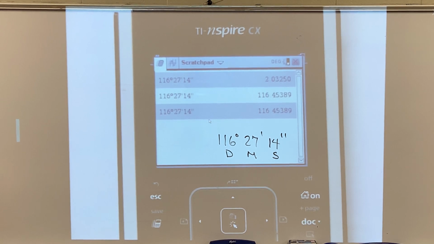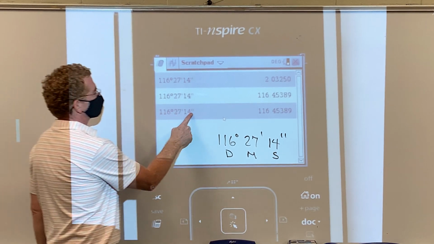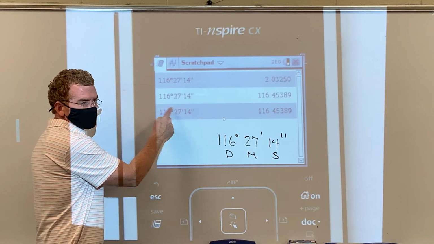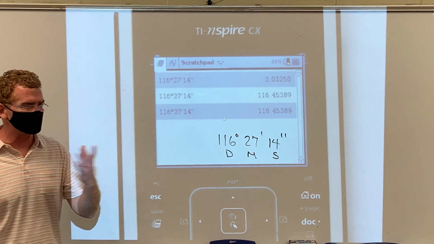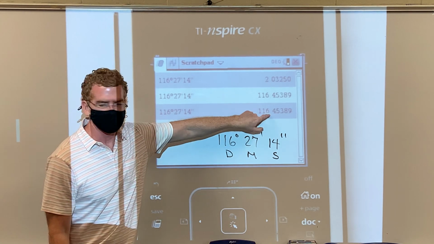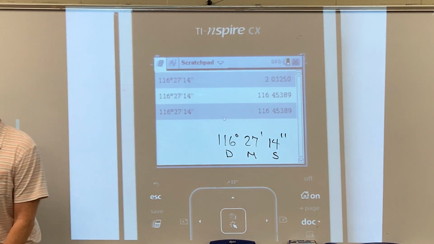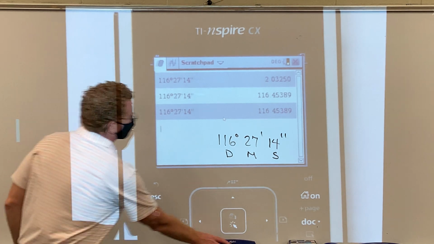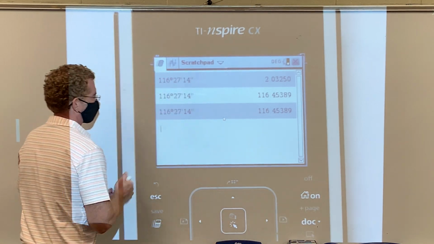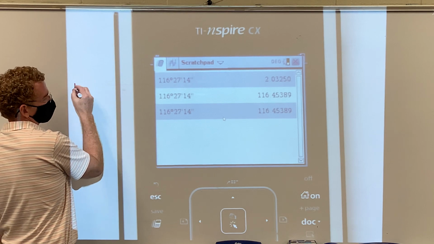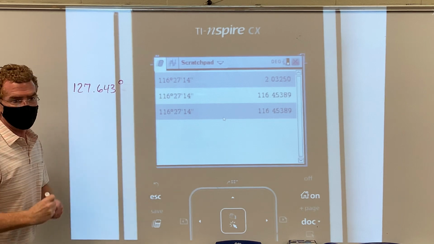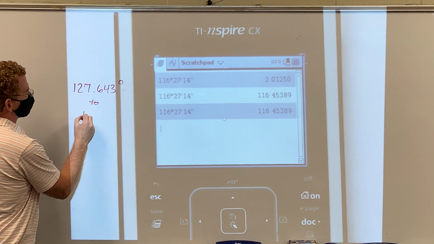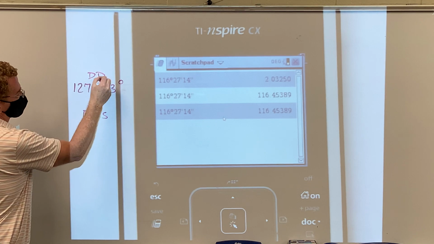Anyway, information overload. Okay, so what do you do if you want to go the other way? Because most of the time, I guess, you're probably given this. Rarely do you want to go to degrees, minutes, seconds, unless you're operating with maps and things like that. Maybe you really want to know latitudinal, longitudinal coordinates, GPS kind of stuff. But anyway, let's just say I have something like 127, I'm just making something up, 0.643 degrees. And I want to go to degrees, minutes, seconds from this decimal degree.